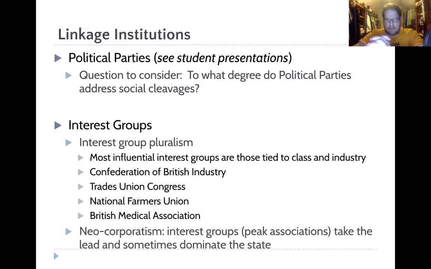But given the trend to embrace elements of neoliberalism at times since the 70s and 80s, they have a neo-corporatist system, which means interest groups sometimes will take the lead on crafting policy to propose in the direction of Parliament, and sometimes they will be overly dominant.